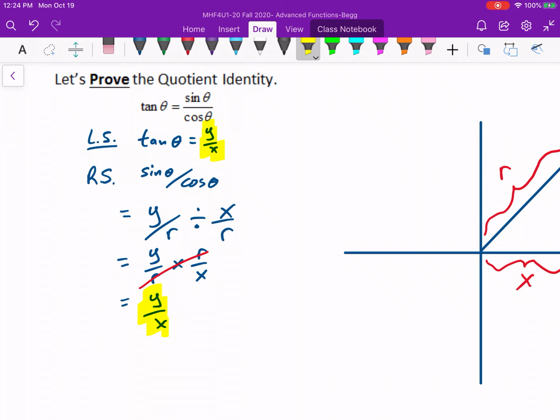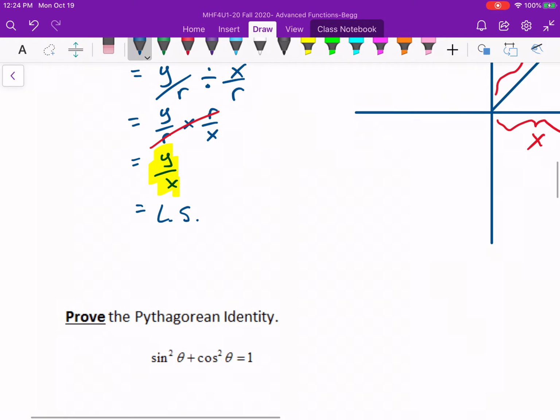So I've just proved, using first principles, that the left side equals the right side. And I didn't use any specific values. I just used variables x, y, r. And so that proves that this is going to be true for any values that I care to stick in there. Usually I just finish up by saying this equals the left side, and so on.